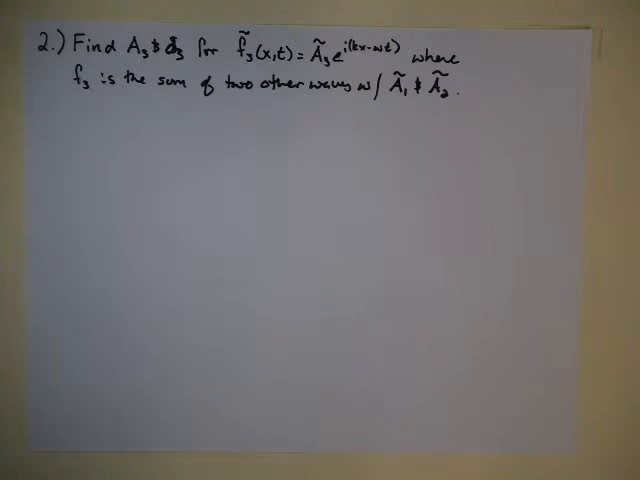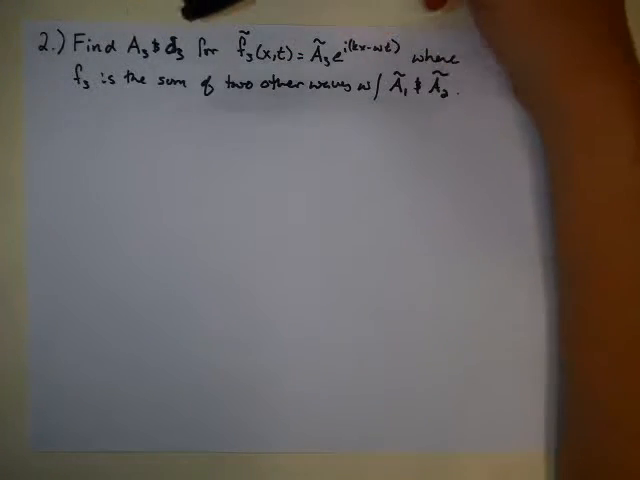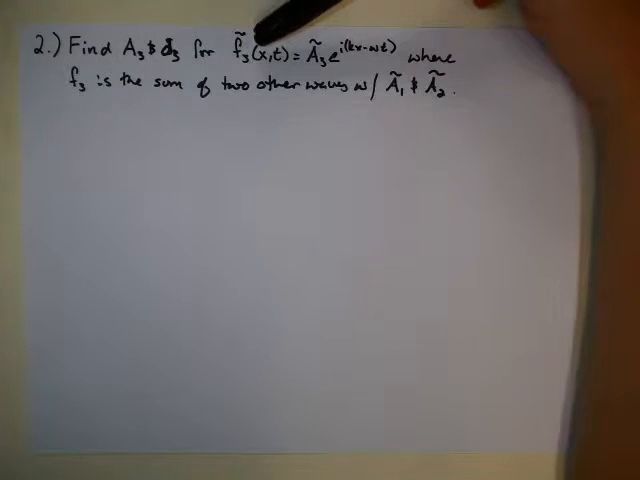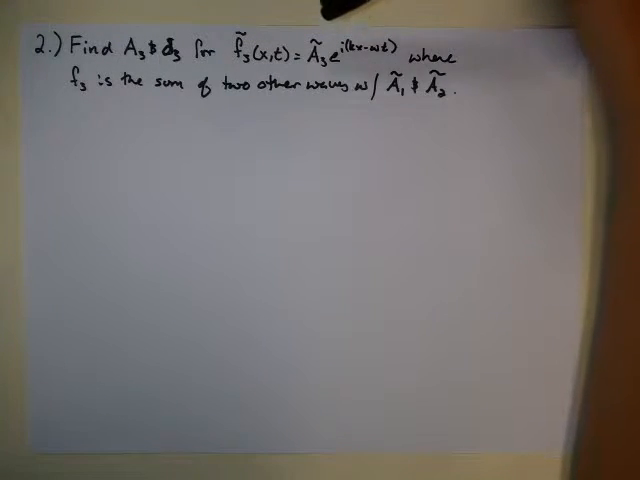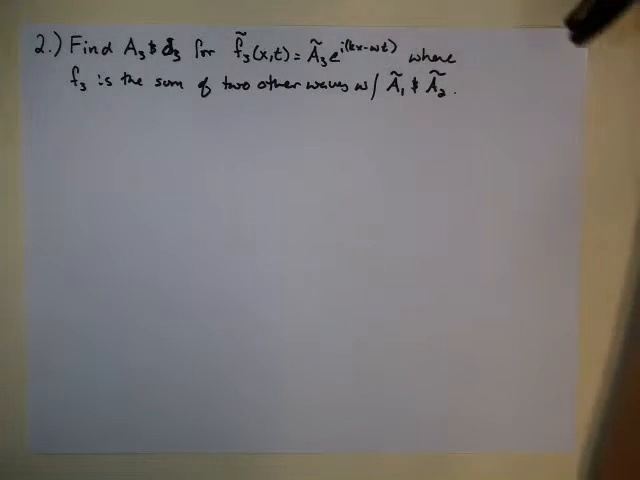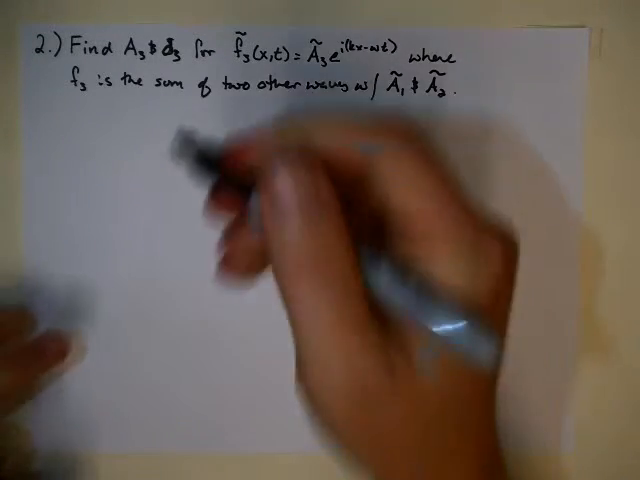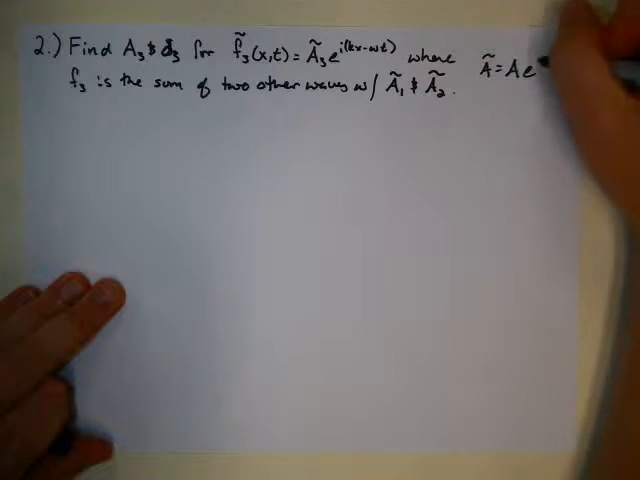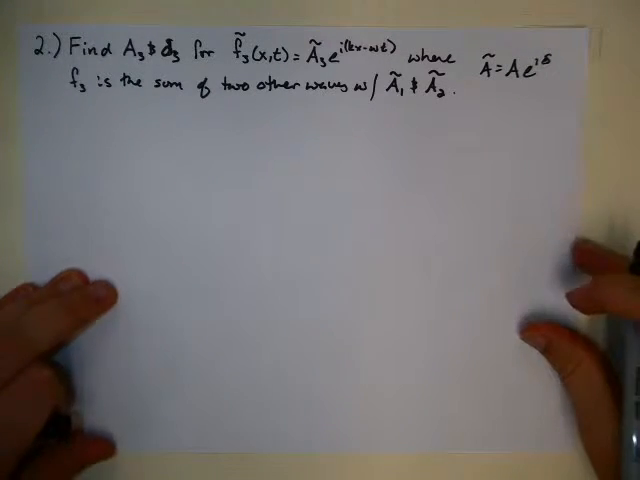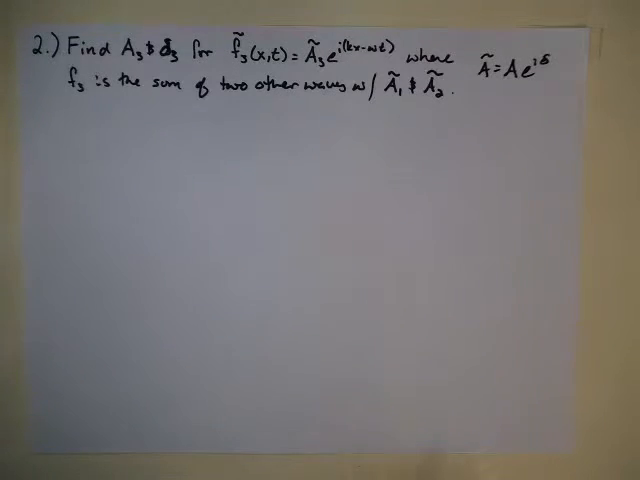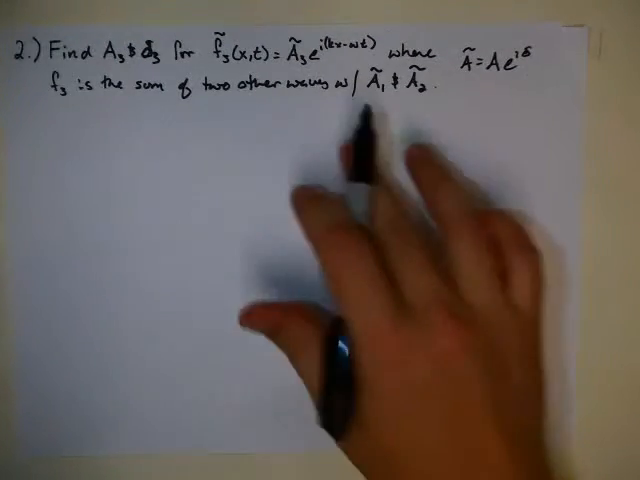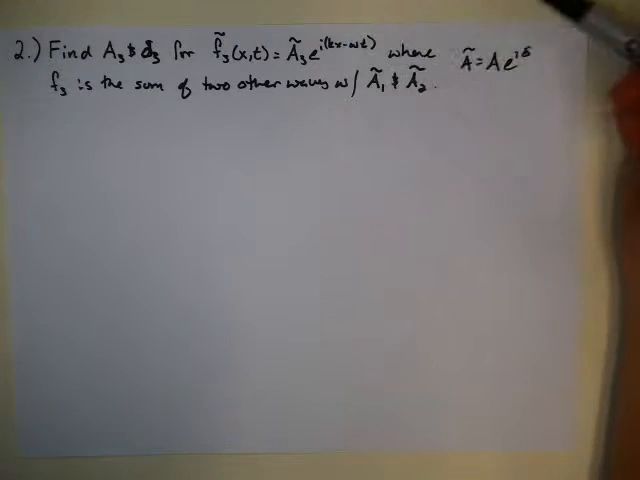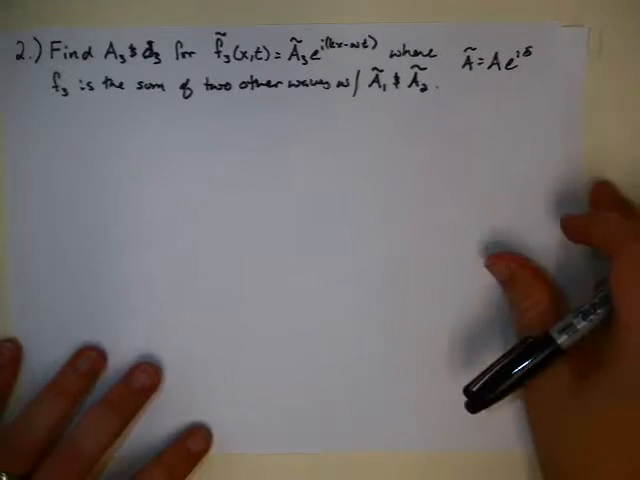Homework 8, problem 2. Find the real amplitude A3 and the phase delta 3 for some complex wave F3, where A3 is the complex amplitude, and we relate, of course, the complex amplitude is equal to the real amplitude times the exponential of i times the phase, like that. Now, we're going to say that F3 is the sum of two other waves with complex amplitudes A1 and A2 and has the same kx minus omega t factor.